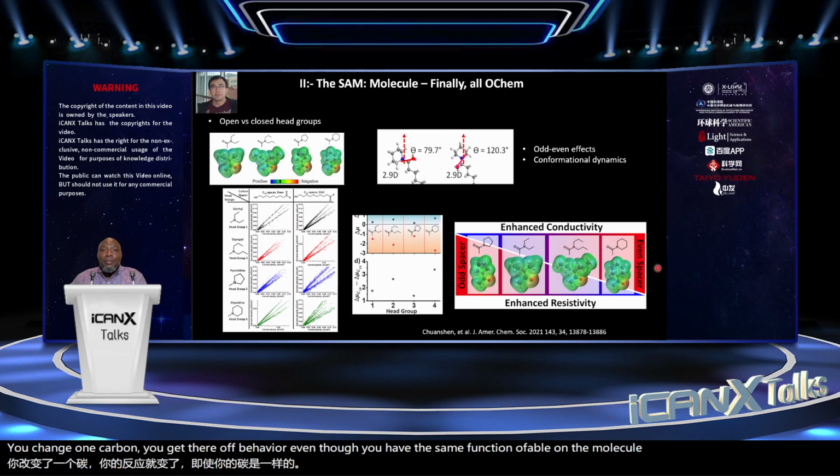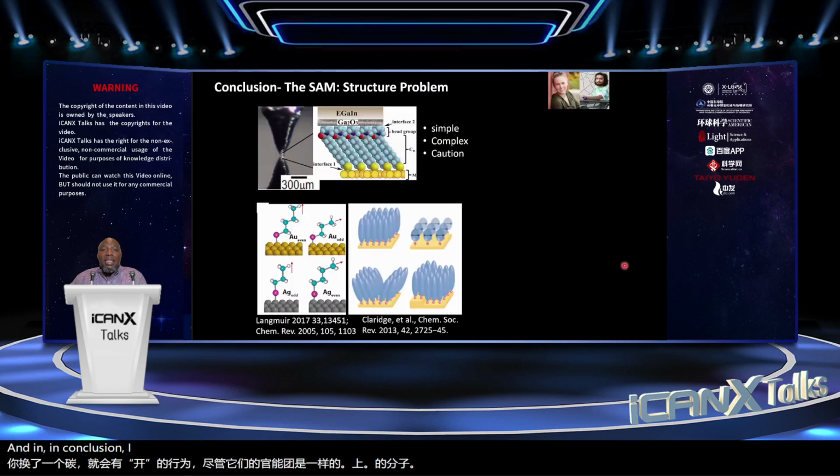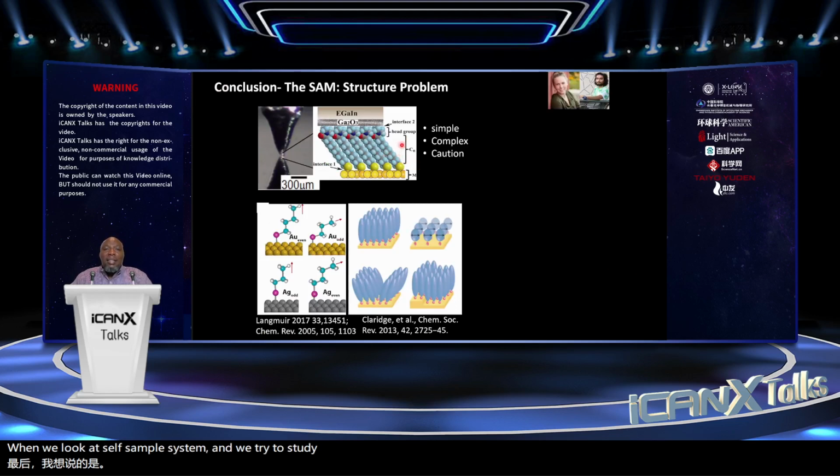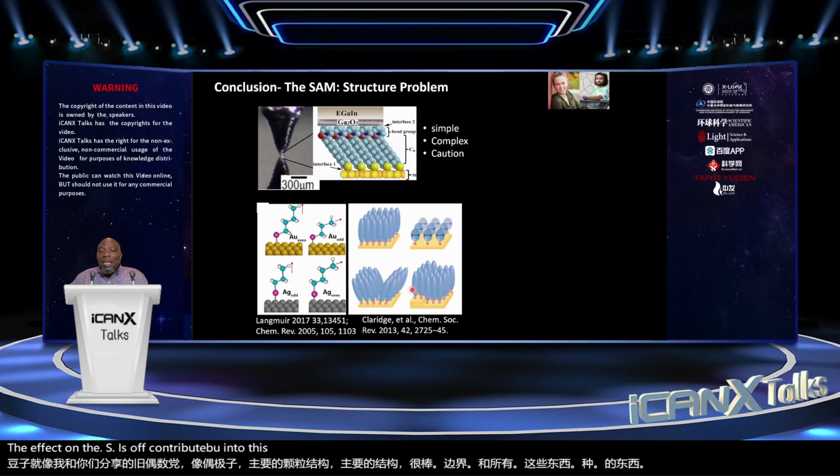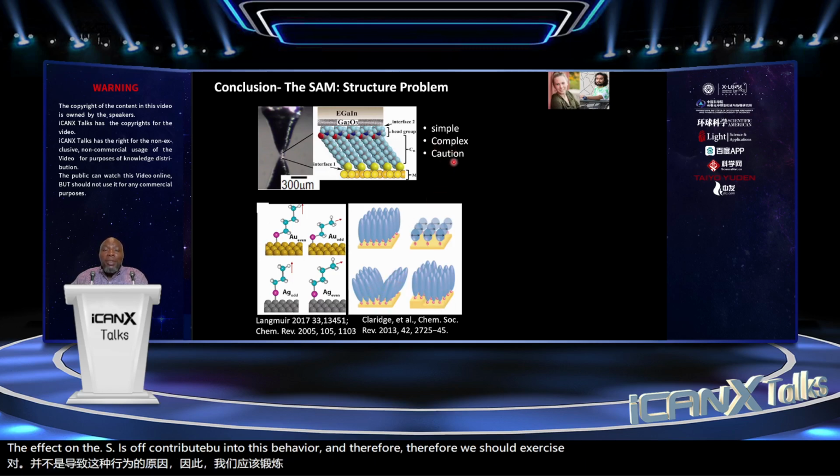And in conclusion, I want to say that when we look at self-assembled systems and try to study them, ideally we want to assume they're very simple. But in fact, if you pay attention, there's a level of emergent complexity that comes when you put these clusters together. Things like the odd-even parity that I've shared with you, dipole domain structures, grain boundaries, and defects on the surface all contribute to this behavior. Therefore, we should exercise caution in oversimplifying a very simple system.